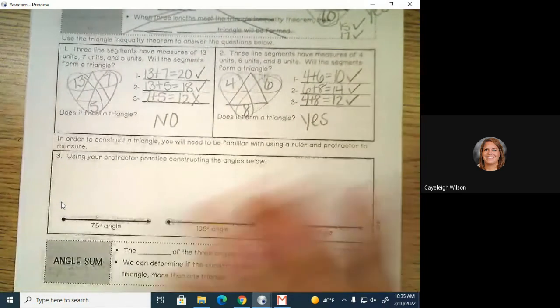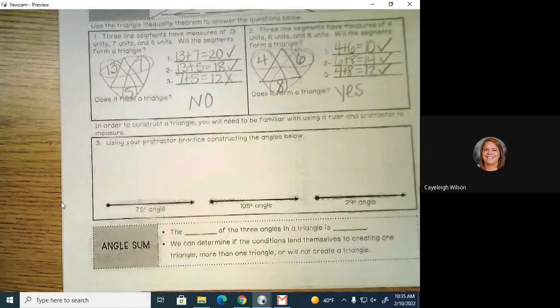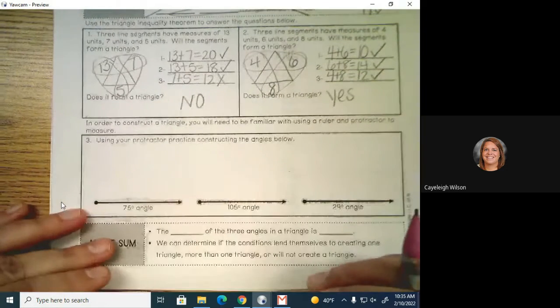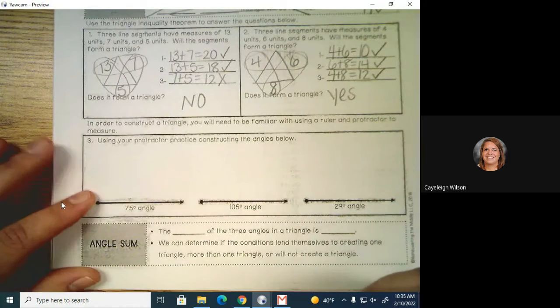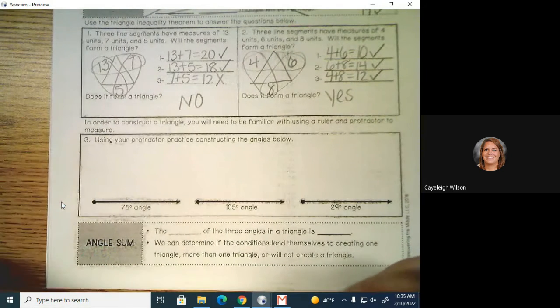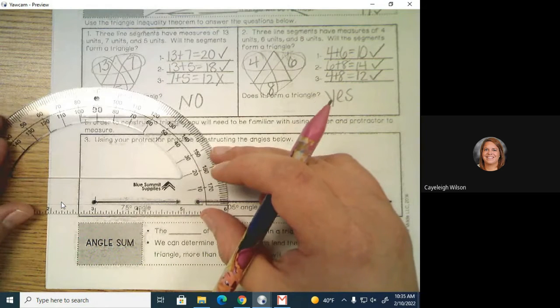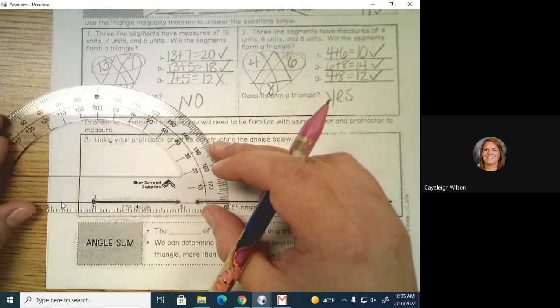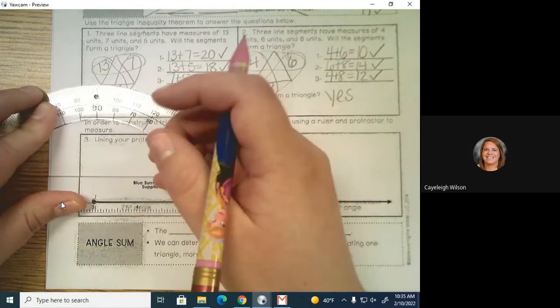All right, now we're going to pick up our protractors, and we are going to use them to draw angles just like I showed you on that other paper. In order to construct a triangle, you'll need to be familiar with a ruler and protractor to measure. So it says use the protractor to practice constructing the angles below. So remember, you're going to put the circle on the dot. You're going to make sure your line lines up with the line they have. Okay, there's only one dot.